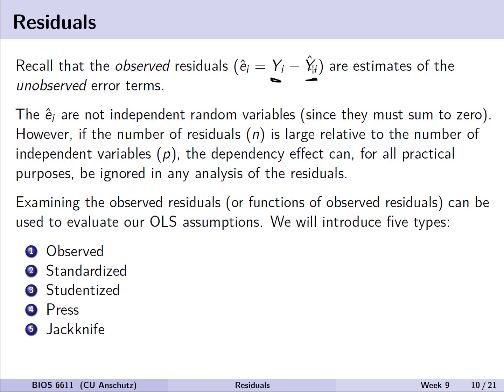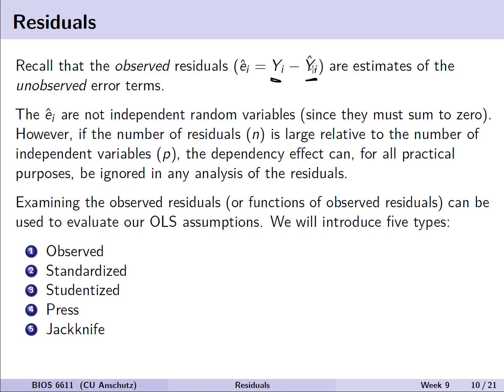One of the catches to make, though, is that the residuals are not independent random variables, since we force them to sum to 0 by the way we derive our best fit linear equation. However, in most cases, if the number of residuals is large relative to the number of independent variables in our model, p, which in our case for simple linear regression is just 1, the dependency effect here can, for most purposes, be ignored in our analysis of the residuals.